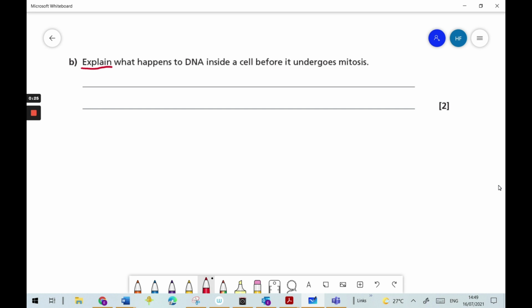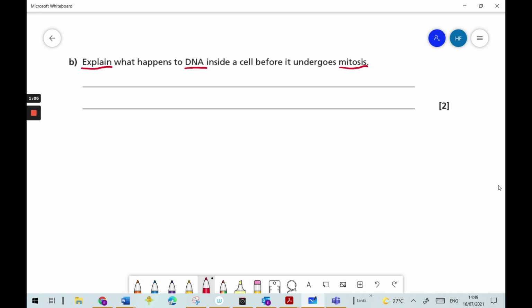So we need to say what happens inside the cell before it can undergo mitosis, and then why. Let's have a look at key scientific words in the question, and I can see the word DNA, and that stands for deoxyribonucleic acid, and this carries the genetic information, so it has all the instructions a living organism needs. We've also got the word mitosis, which you should have heard of, and this is a form of cell division where a cell reproduces itself by splitting into 2 identical cells. And this is a process needed for growth and repair, so it's happening all the time in our bodies.